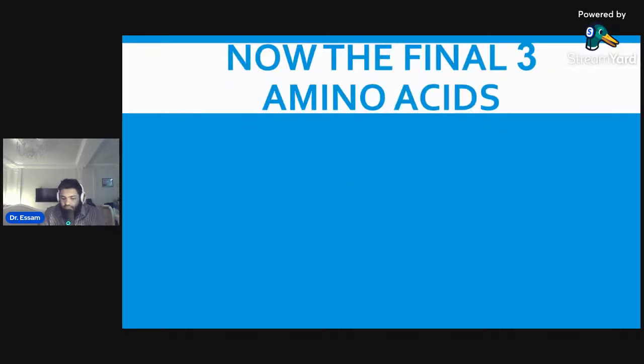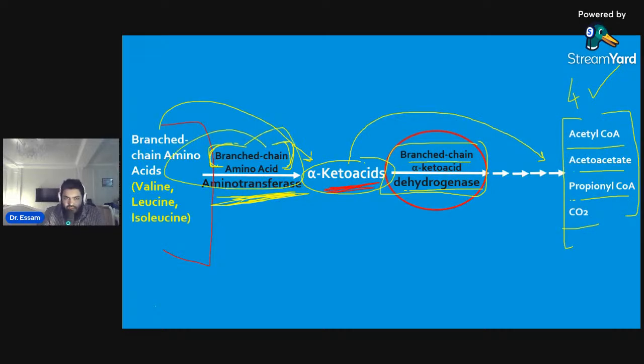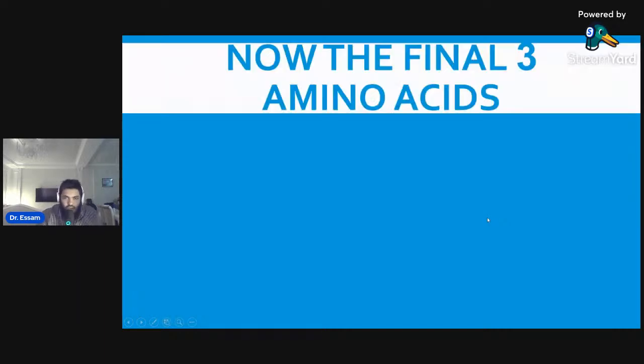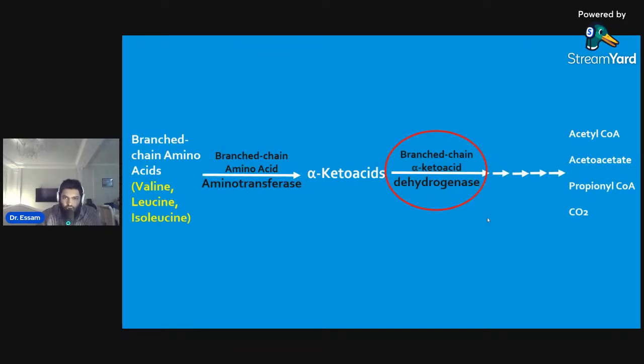First it was branched chain amino acid, because we are converting branched chain amino acid. Then we are converting alpha keto acid, so the name will change accordingly. Branched chain alpha keto acid will be converted to acetyl coenzyme A. Now the important part: what happens if there is a problem with branched chain alpha keto acid dehydrogenase? What will happen if this enzyme is not working properly?